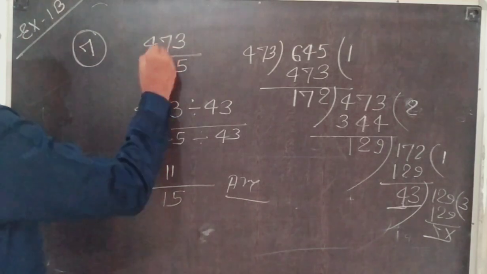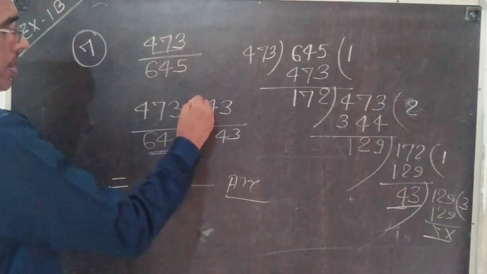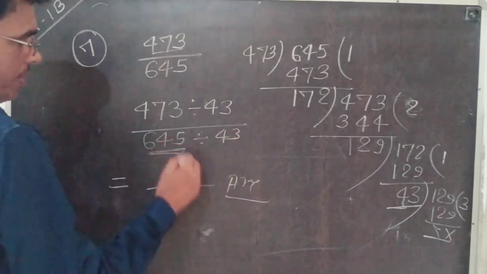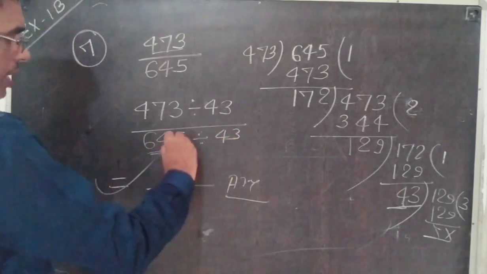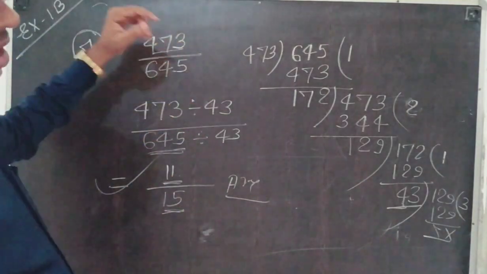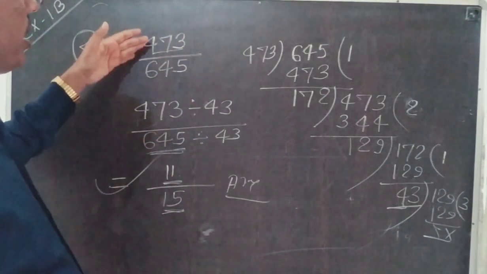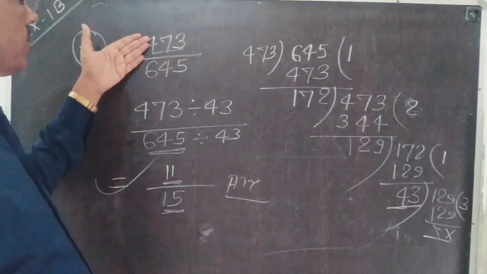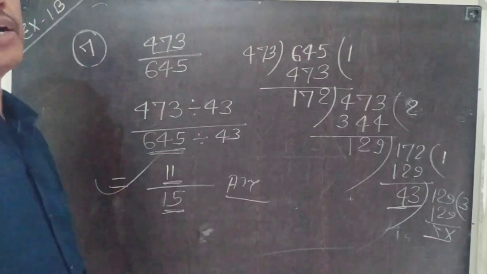So we divide 473 and 645 by 43. Dividing by 43, it is 11 times and 15 times. So the simplest form is 11 by 15. Without the HCF, you cannot find what number divides these two numbers exactly. So dear students, first you find the HCF and then divide. Okay.